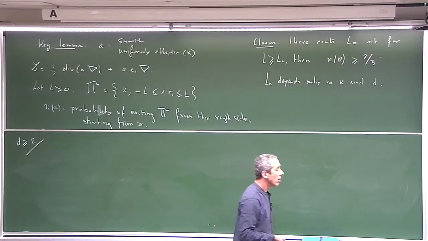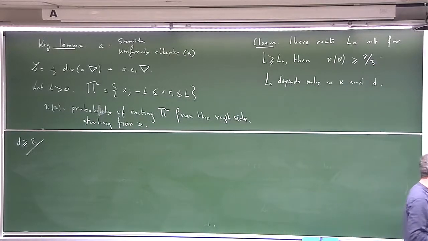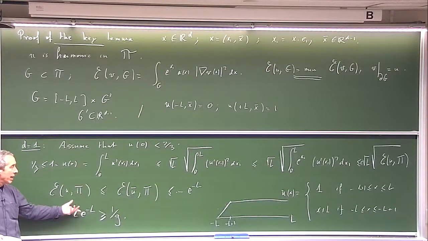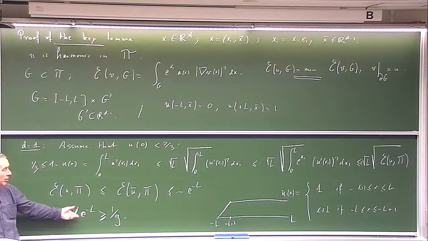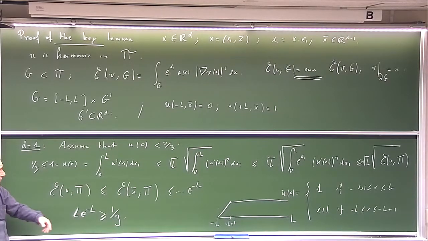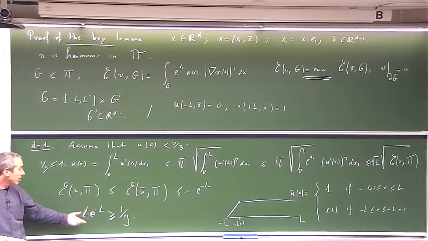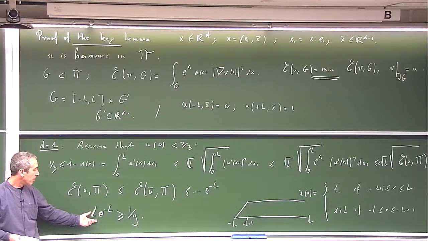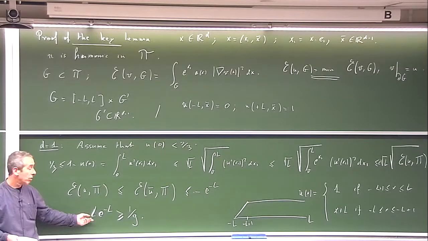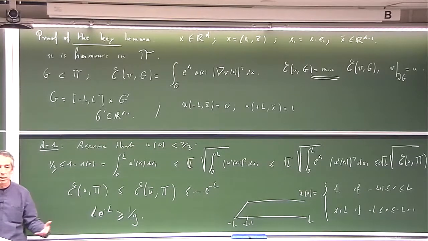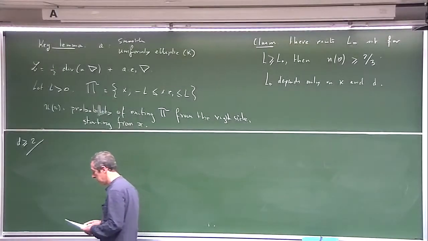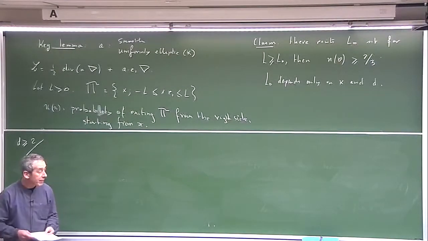Also, in the argument, I may put some constant whose value might change from line to line. And I will treat as a constant something that depends only on the dimension and on the elliptic constant. And also, I will forget lower order terms. So when I have something like L exponential minus L, I will treat it as exponential minus L.